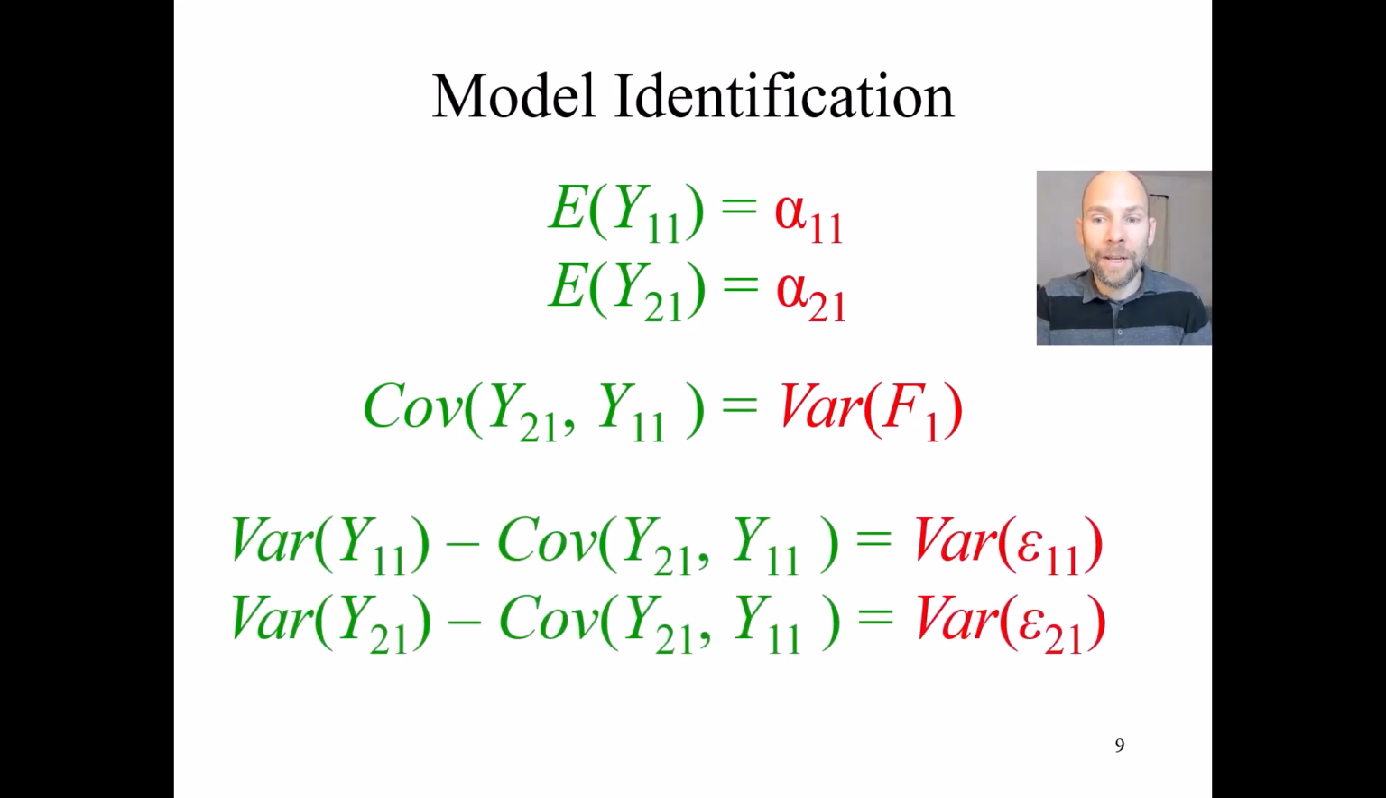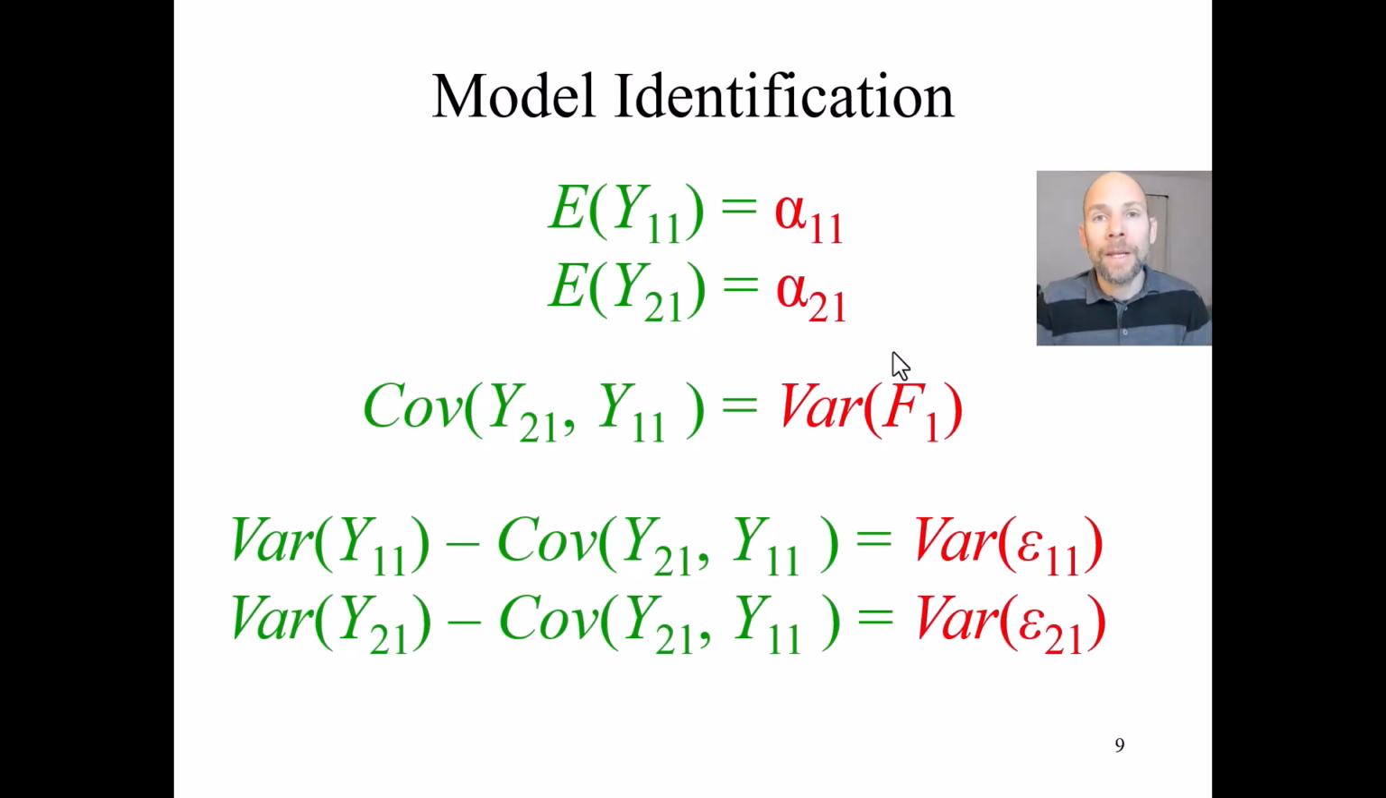And then the error variances, variance epsilon 1,1 and epsilon 2,1, can also be identified based on the observed variances and covariances. They are given as the difference between each observed variance and the covariance. So once we subtract the reliable variance, what remains is the unreliable variance. That makes intuitive sense: the residual portion of the observed variance, after taking into account the common variance, the communality between the variables, is the random measurement error variance.